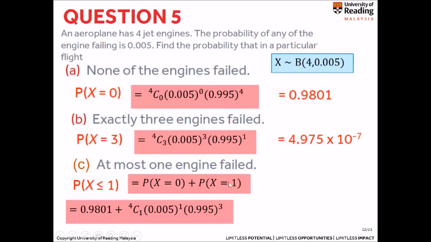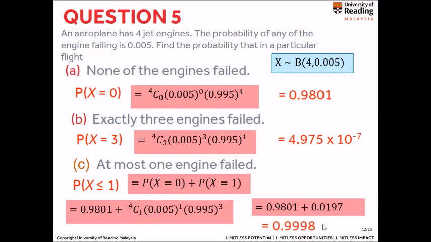What we need to do is put in the R equal to 1 into the formula and calculate this. So please use your calculator and calculate now. So your answers for the second part of the calculation should be 0.0197. So the answer workout should be 0.9998. Please check your calculation if you do not get this answer.